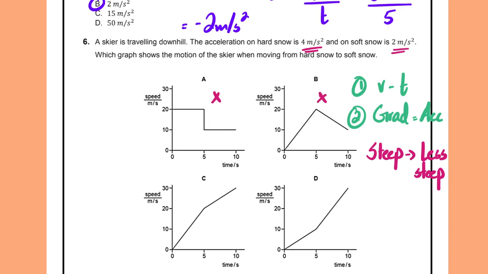Then between C and D, I can see that in C, the initial portion is steeper, and then the next one is not as steep. So this is the correct one, right? So I didn't even have to look at the values here to talk about this. You could have also looked at the values. So here 10 over 5, rise over run is 2, whereas it should be 4 first and then 2.